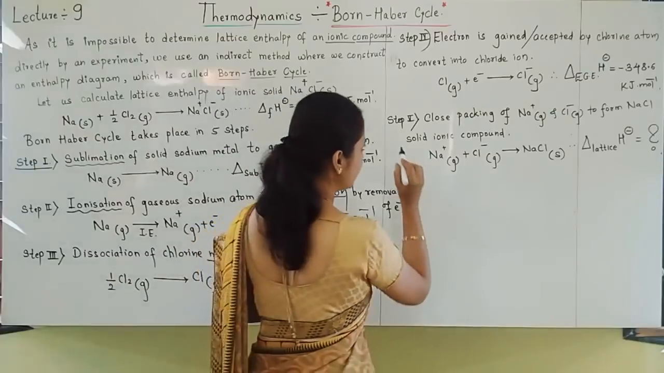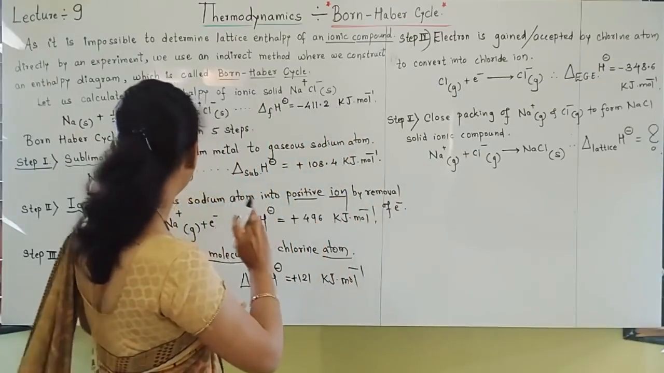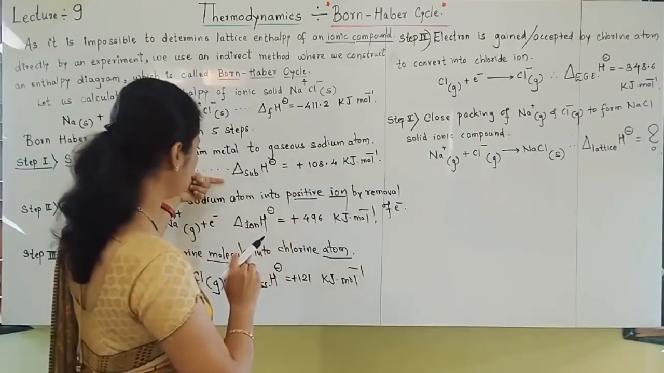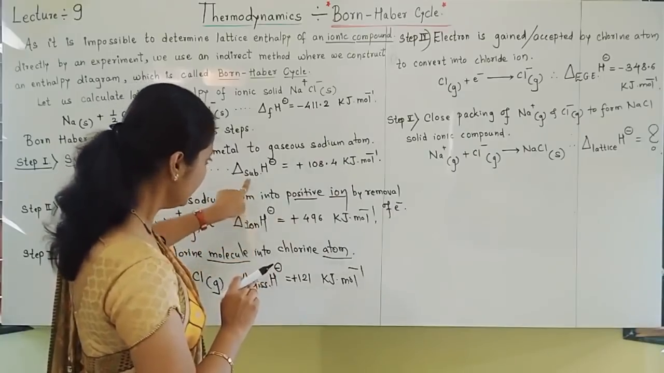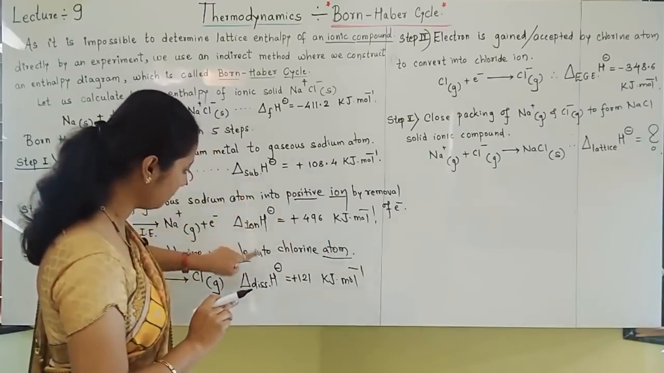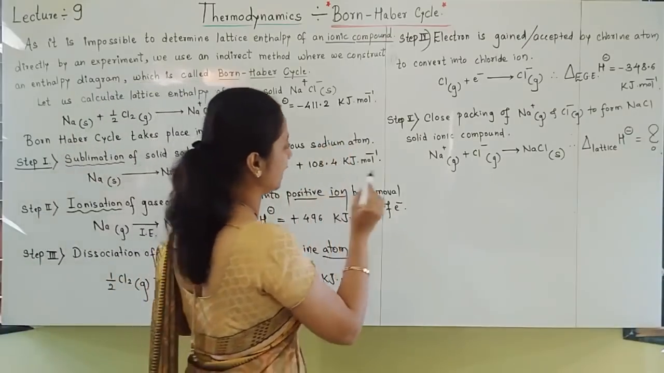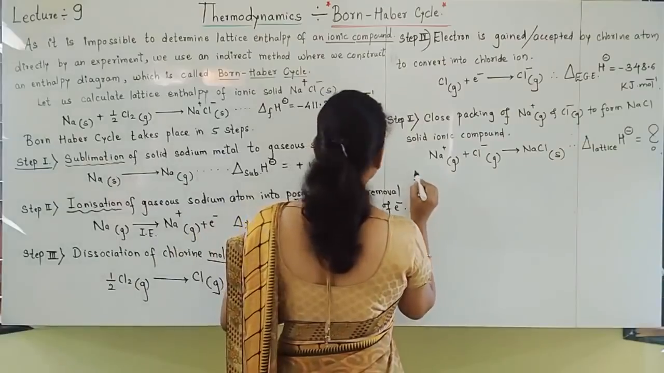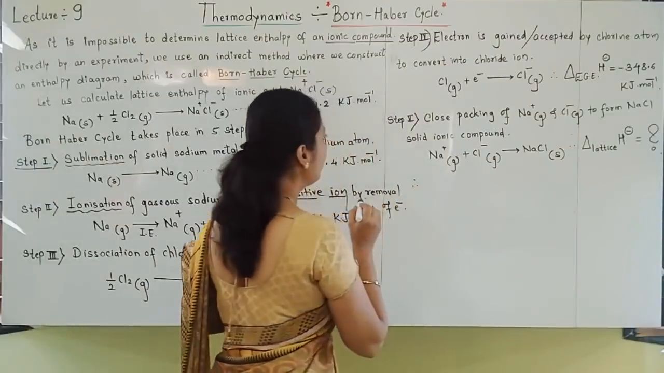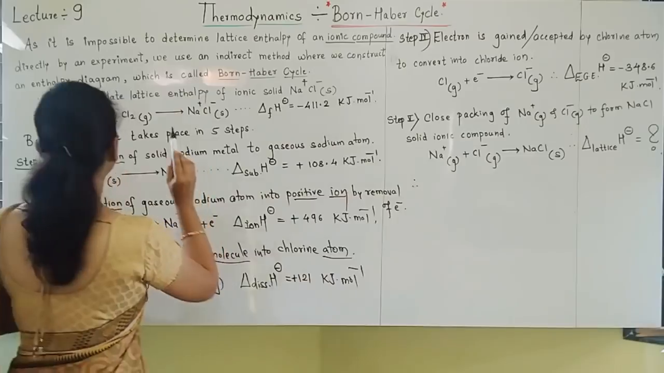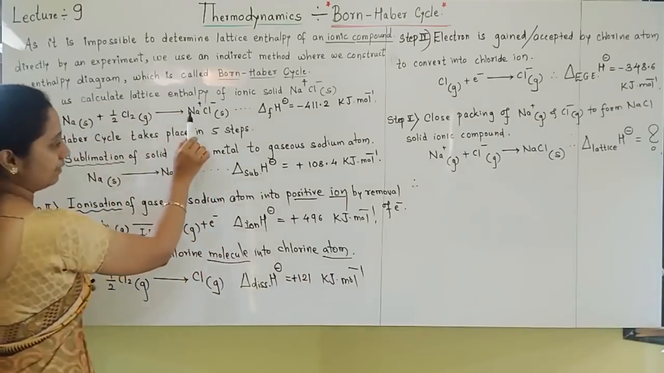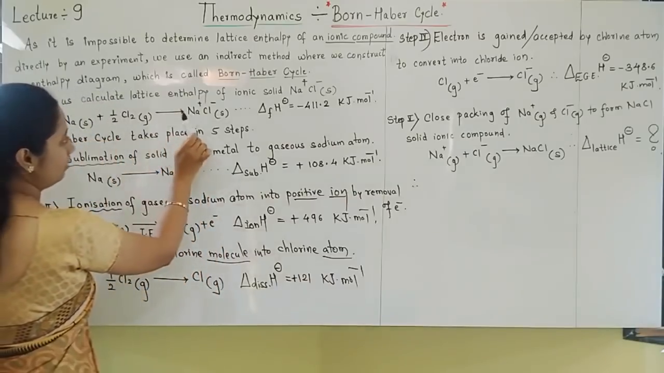Okay, all 5 steps you should write exactly: explanation, equation, which enthalpy: sublimation enthalpy, ionization enthalpy, dissociation enthalpy, electron gain enthalpy, and lattice enthalpy. Finally, I will write, students, that this reaction which we wrote at the starting, this is the main reaction.